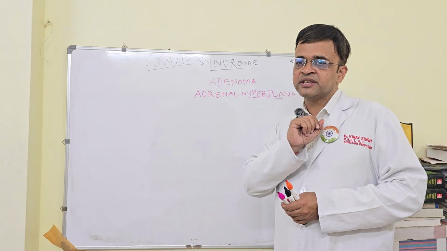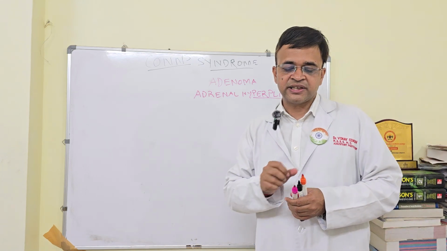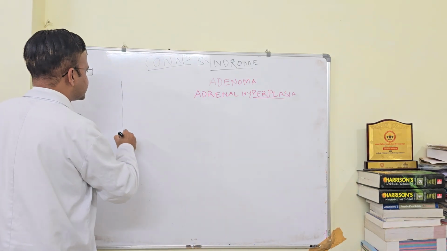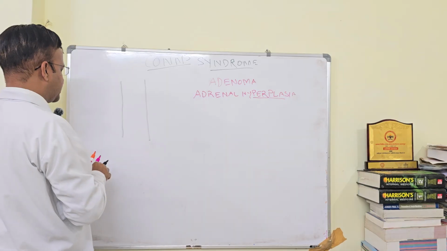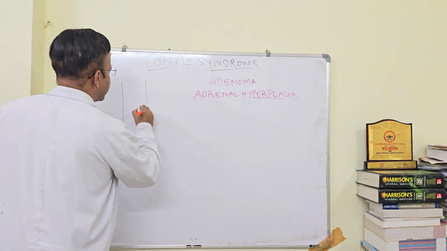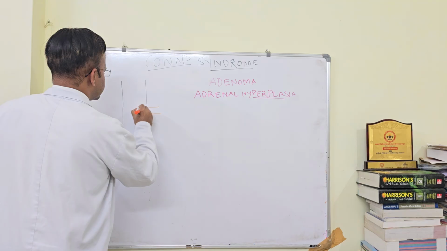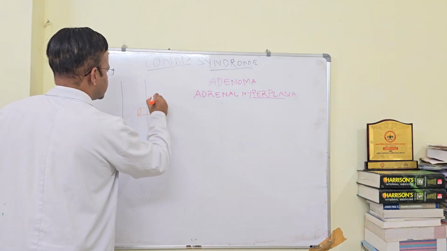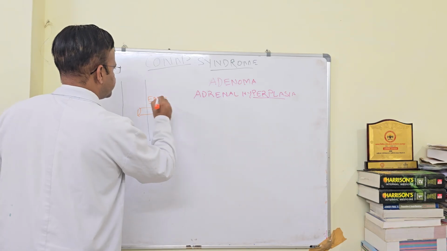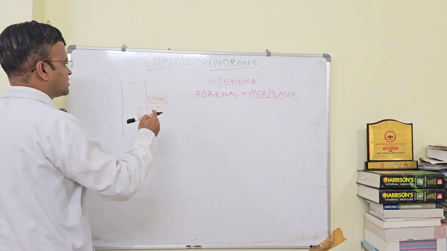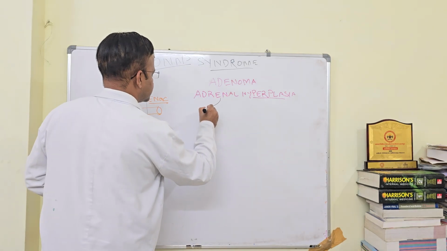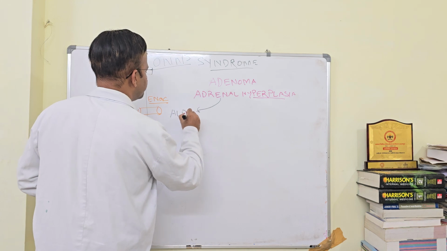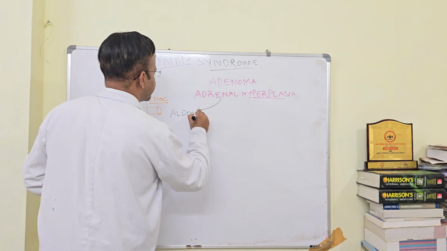It will act on the epithelial sodium channels on the collecting duct. So first of all we'll draw our collecting duct. And on which channels is it going to act? It will act on our ENaC channels. So the aldosterone secreted is going to stimulate the activity of ENaC channels.